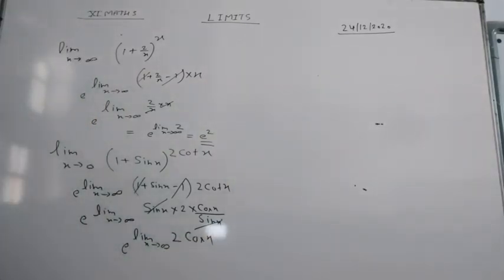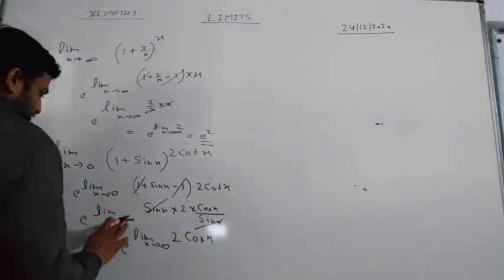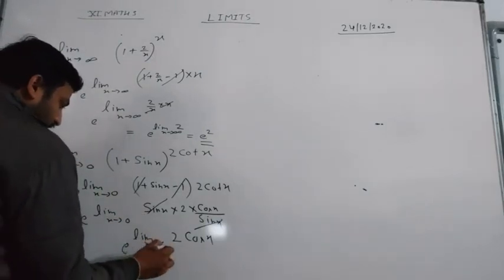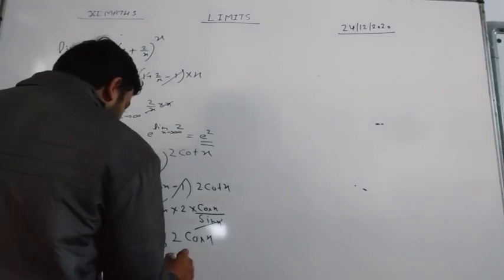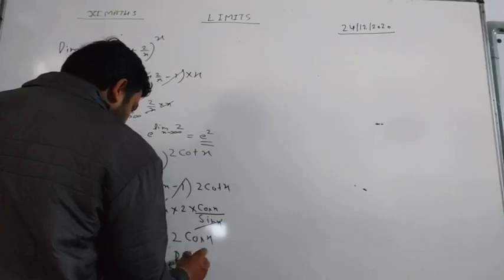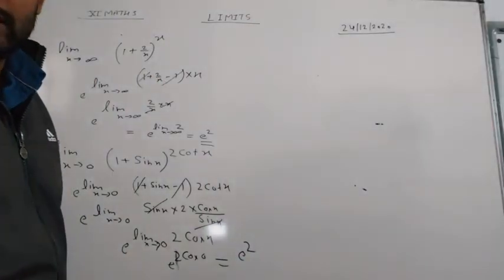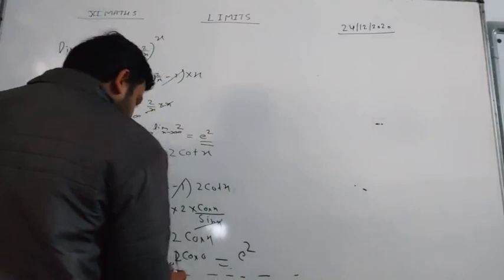Okay, students. Sorry, here it is 0. So we write 0 everywhere, and this is also x tends to 0. This is also x tends to 0. Now we put the value of the limit, we get e to the power 2 cos 0, and its value is e square. I hope you understand, students.